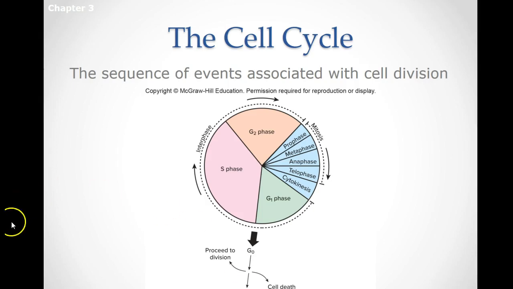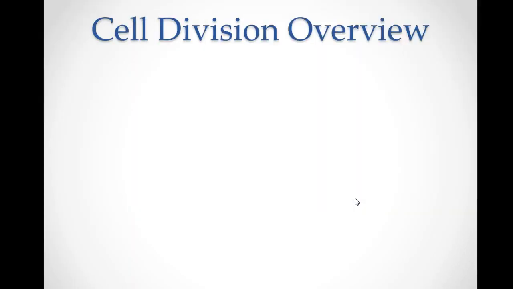So the cell cycle here is describing for us how a cell lives its life. And how a cell lives its life basically is in two different parts. What's referred to as interphase and then what's referred to as mitosis. And we're going to talk about each of these separately in this lecture.